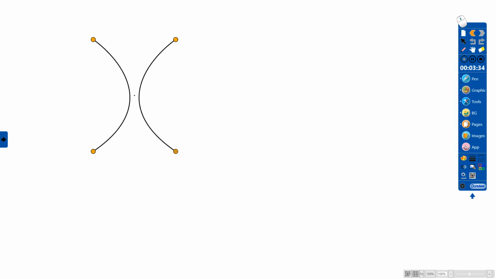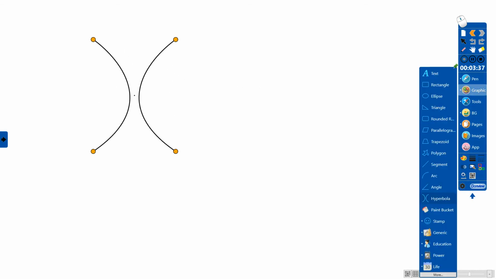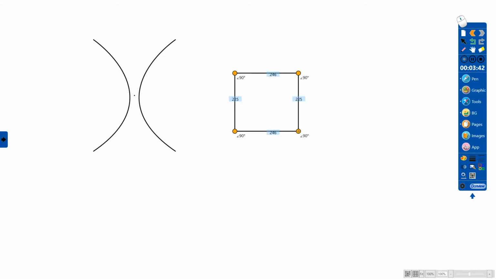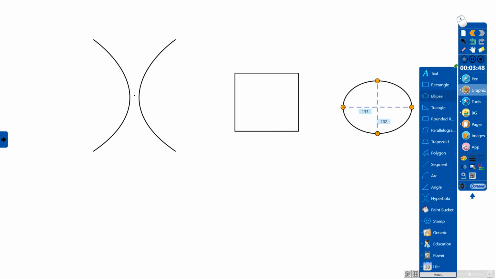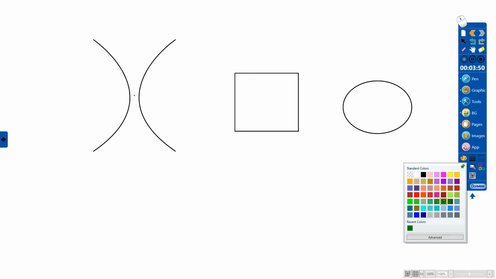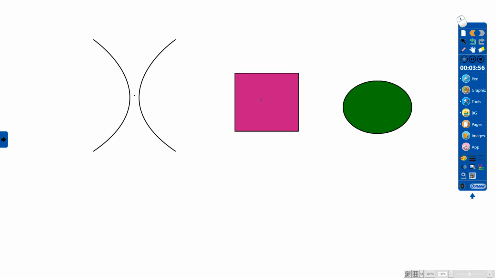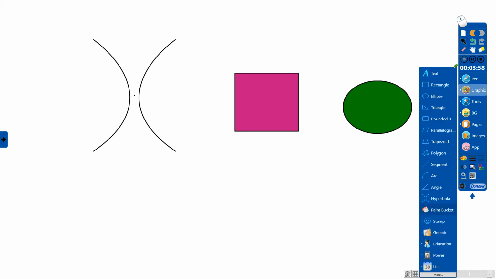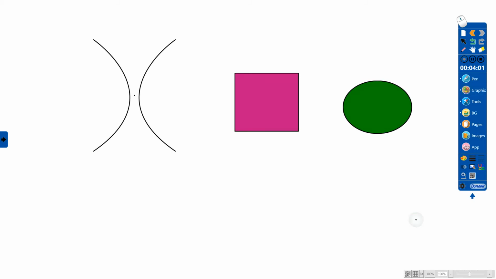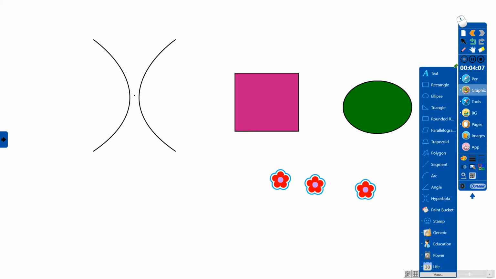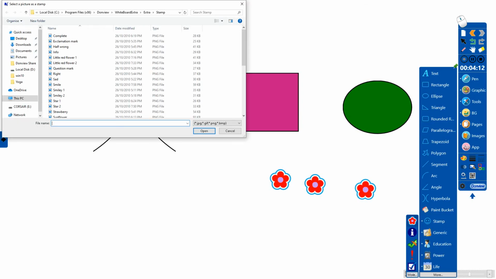Next in the list is the paint bucket. If you have objects on the screen, such as rectangles, triangles, etc., you can select the paint bucket. Select a colour and fill any object with the colour that you've selected. The next icon has a few stamps. Simply click on a stamp and click on the screen to place a stamp on the screen. Using the More button, you can also include your own stamps and other objects to use as a stamp.